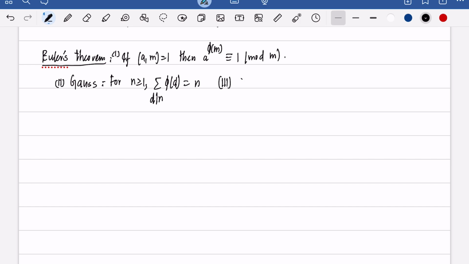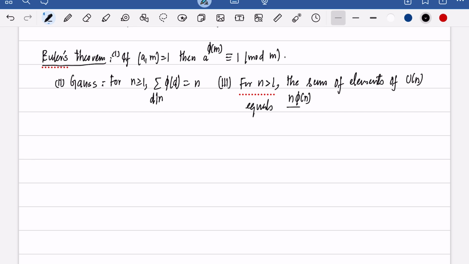And third one, for n greater than 1, the sum of elements of U_n equals nφ(n)/2. So this can also be stated in a way that for n greater than 1, the sum of positive integers less than n and relatively prime to n equals nφ(n)/2.